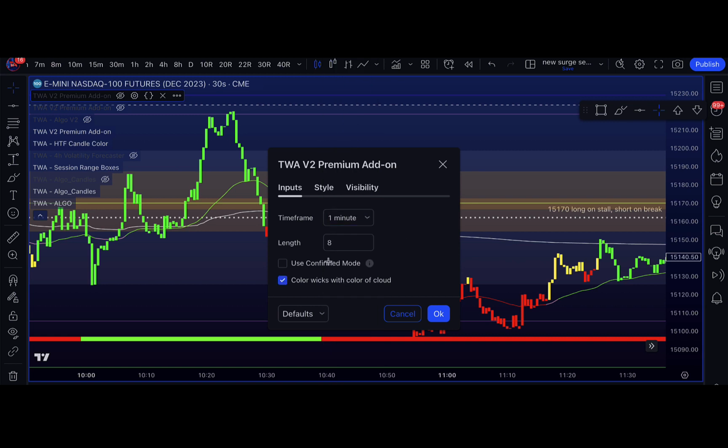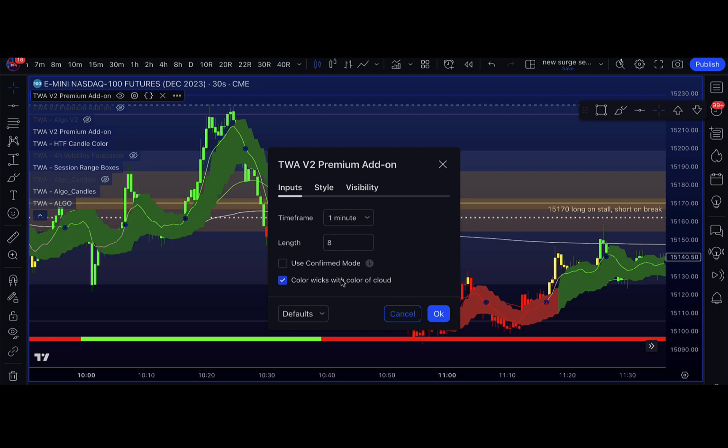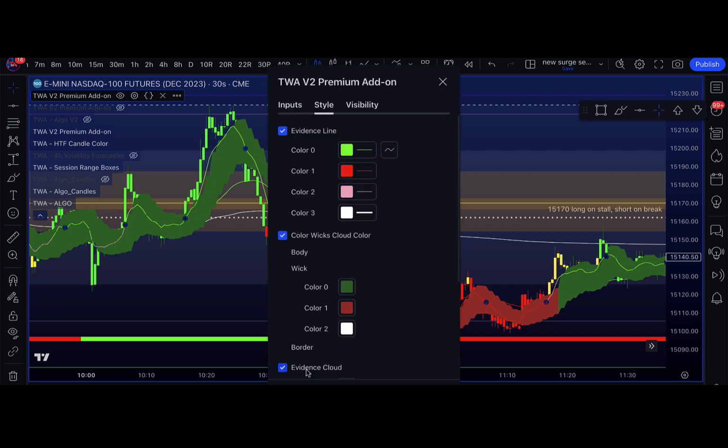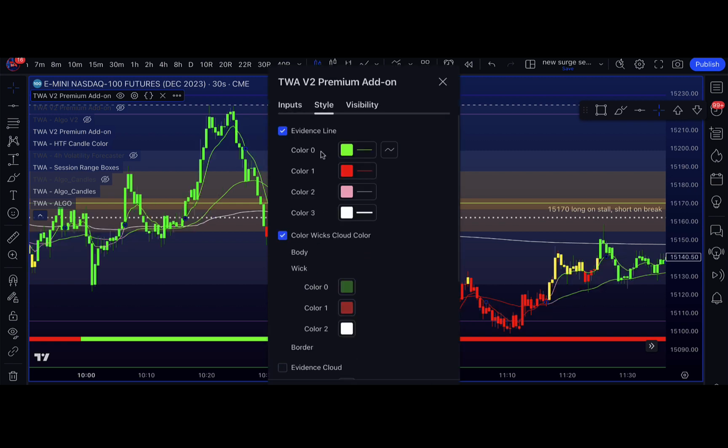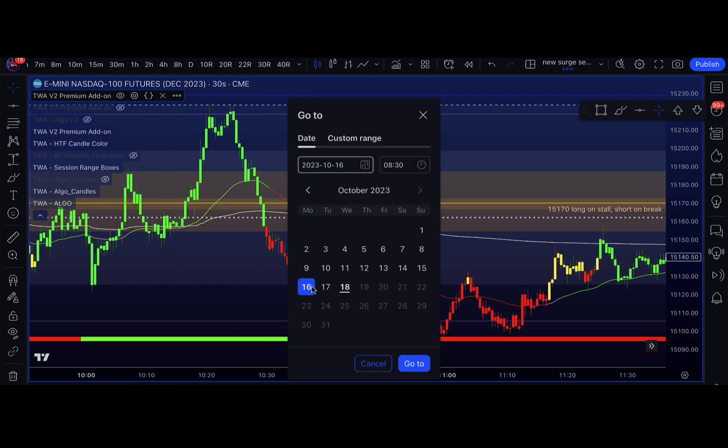for this talking point. Let's turn off the evidence cloud. Okay. So originally I had the wick set on a 1 minute. And let's go back to Monday.